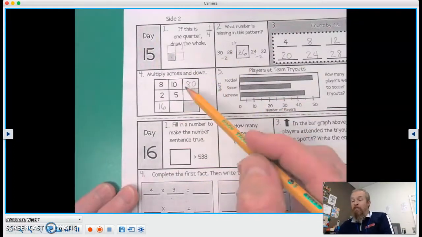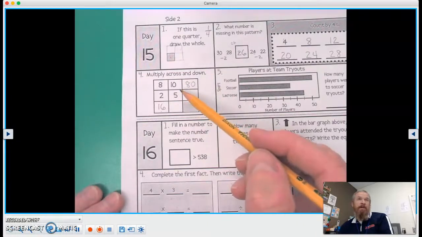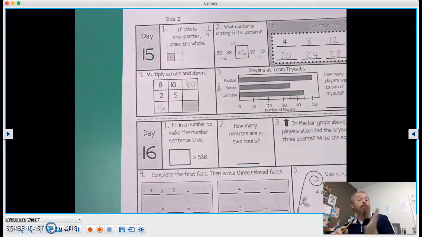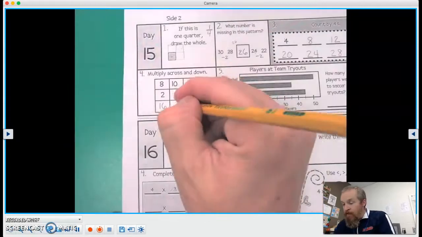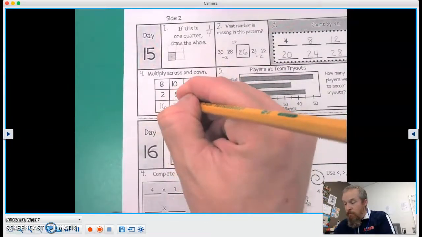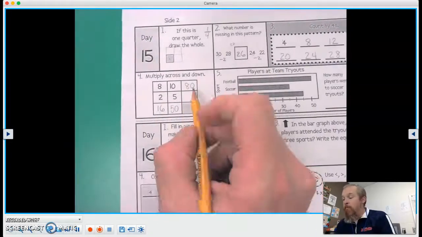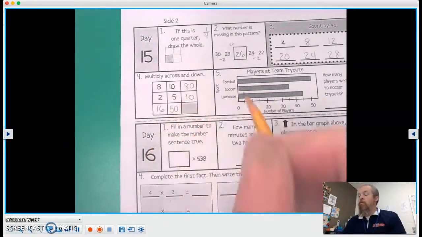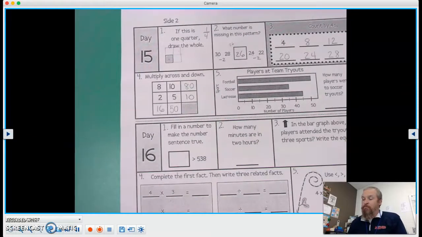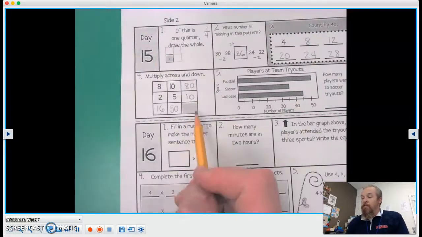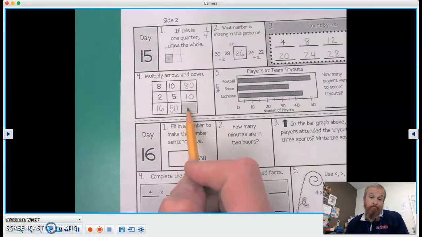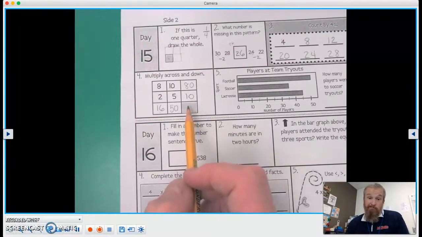Now we're going to go 5 tens or 10 5s. Let's do 5 tens. 10, 20, 30, 40, 50. So there is our 50. And let's go 2 times 5. What's 2 5s? Well, 5 plus 5 is 10. All right. Notice that one's shaded, okay? So we don't have to do that one.